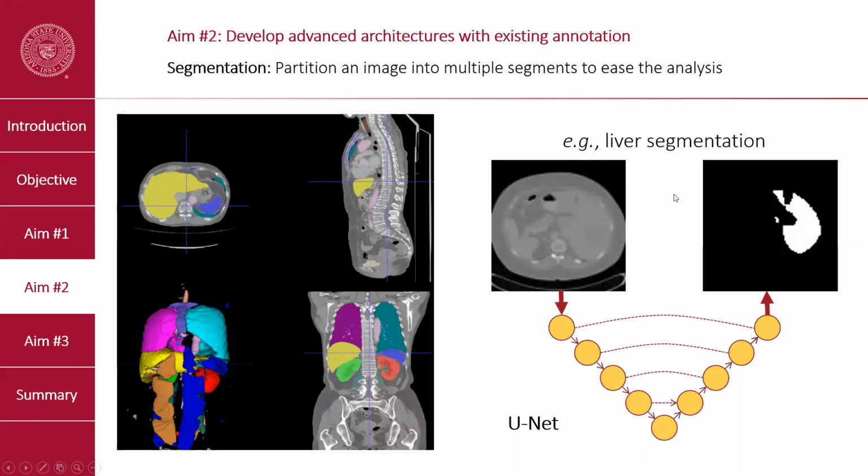The most popular architecture for image segmentation is called UNet because it looks like a big U. The input is the original medical images, and the output is the segmentation mask of the target object. For example, here, the liver. The encoder will map from image space to deep latent feature, and the decoder will map the latent feature back to the segmentation mask.